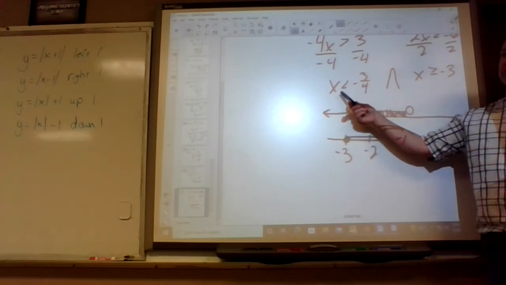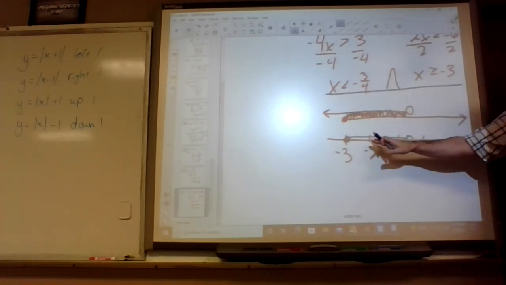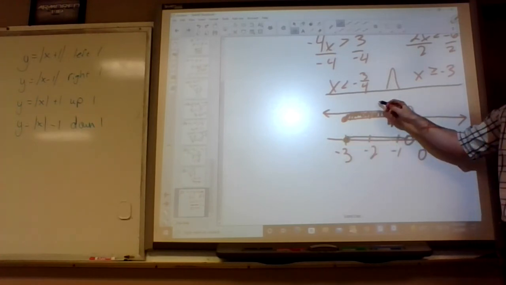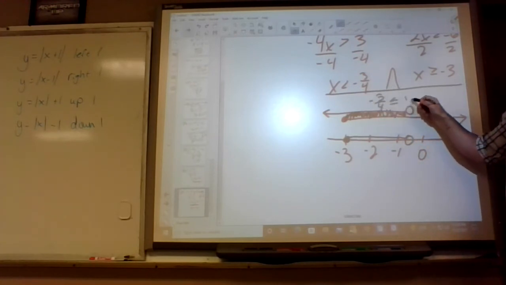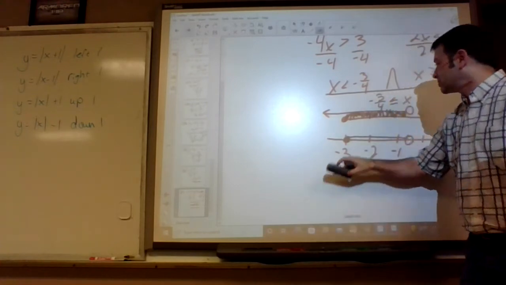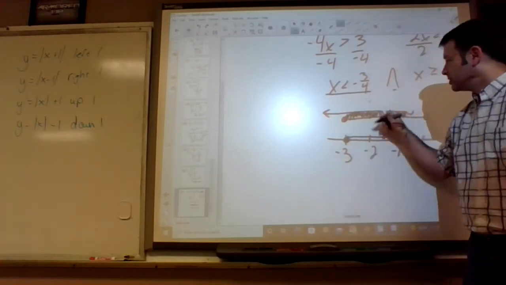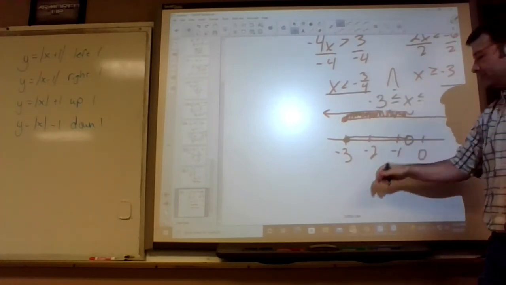Okay, how could I simplify this statement right here? Basically, I could just say x is everything between negative 3 and 3/4. How do you do that? Negative 3 is less than or equal to x, and, yeah, I said it backwards. Negative 3 is the small one, so it should come first. So I'm writing it like that.